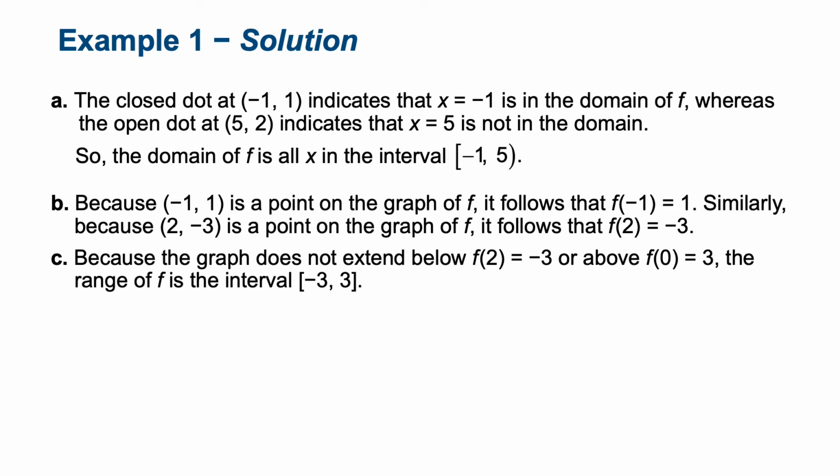So then for B, f(-1) is 1 because this is the point on the graph, (-1, 1). And also f(2) equals -3 is a point. And then because the graph does not extend below f(2) equals -3 or above f(0) equals 3, we look at the y's. So the lowest value is negative 3. The highest value is positive 3. So you would say the range of f goes from -3, comma 3, and you include those points.